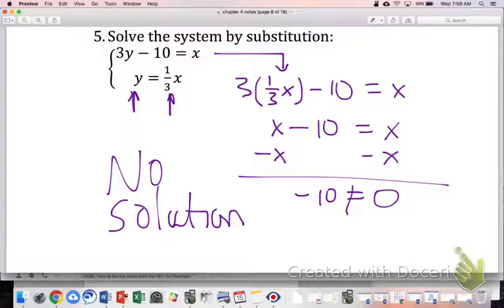If there is no solution, what does that mean about these 2 lines? They don't intersect. If we graphed them, we'd see that they are parallel. In fact, if you put the top line into slope-intercept form, you'd see the slopes are the same, but the y-intercepts are different. And so that makes them parallel.